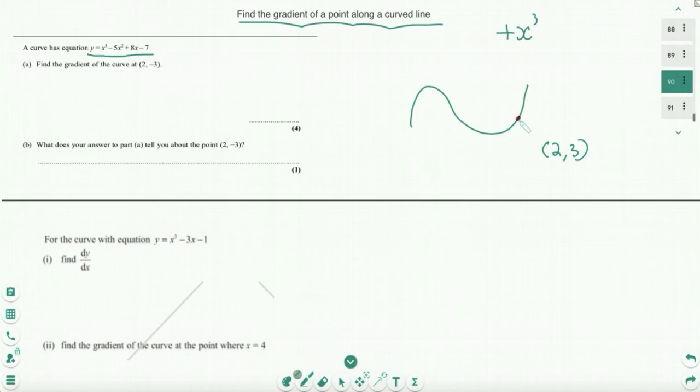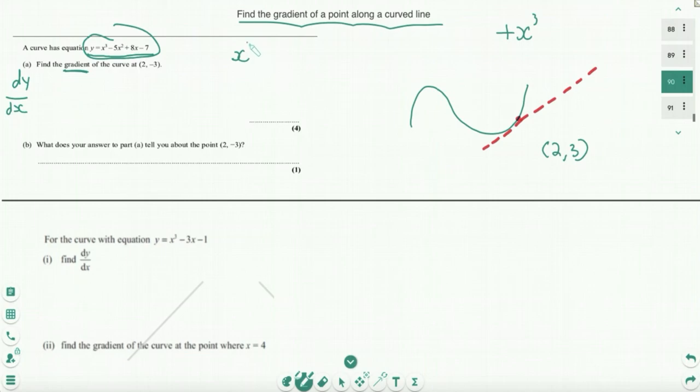So basically, if you were to find a gradient of a point along the curved line, you have to draw a little tangent, and we have to find the gradient of this tangent. That's our goal. If we're able to find the gradient of this tangent, that will give us the gradient of the curve at this point here. Whenever you're given a question about a curved line and gradients, your first step should be to find dy over dx. Let's go ahead and differentiate this problem.